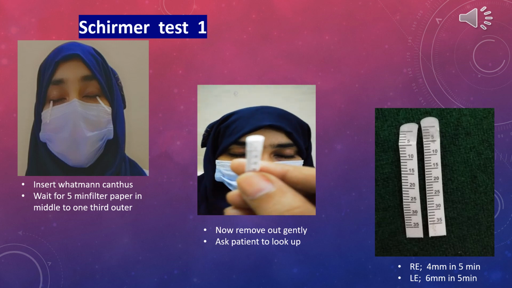I have performed Schirmer test 1 on this patient, and after 5 minutes the reading that came out is 4 mm in 5 minutes in the right eye and 6 mm in 5 minutes in the left eye. It indicates that both eyes are having dryness.